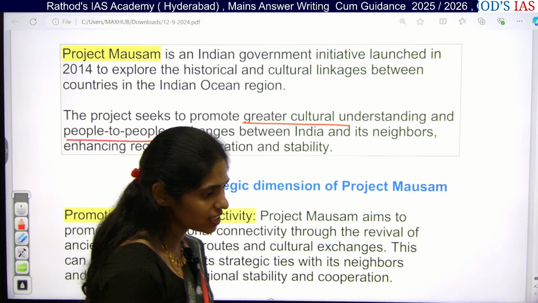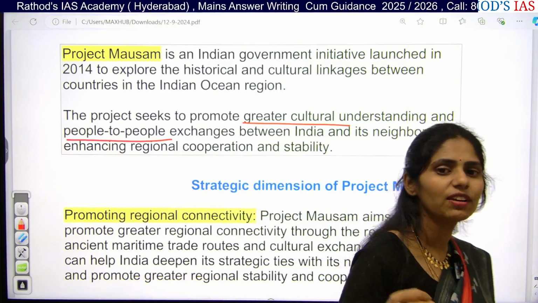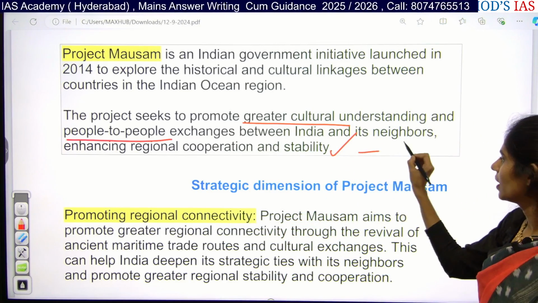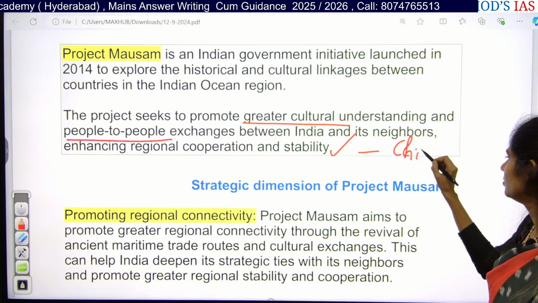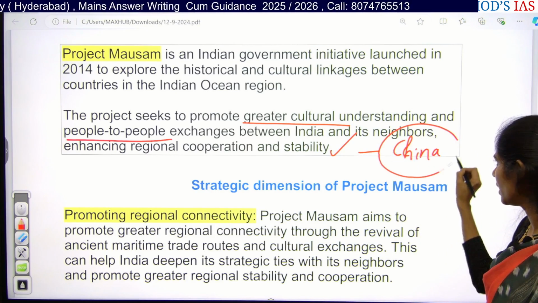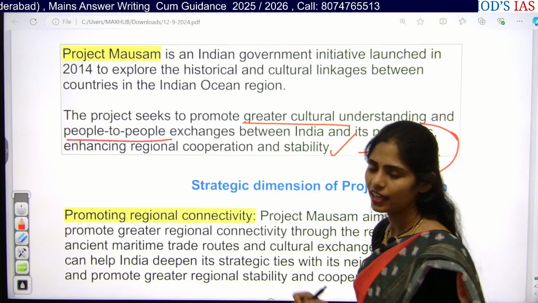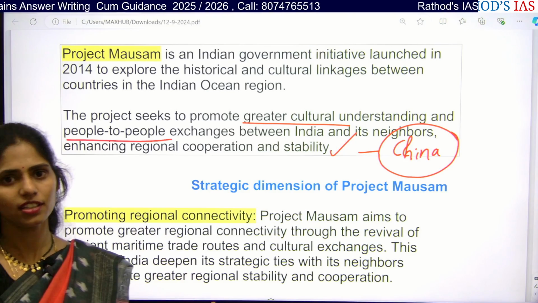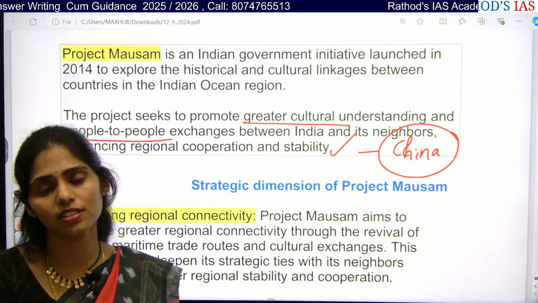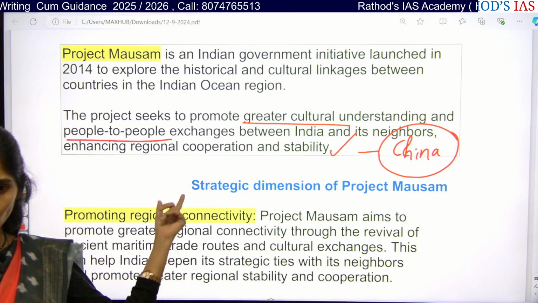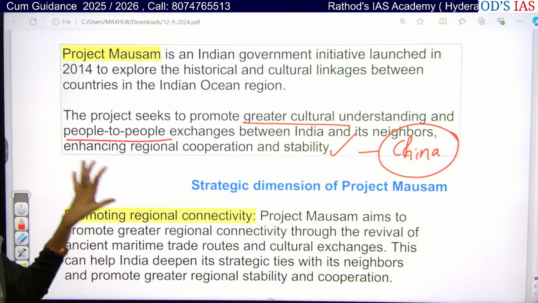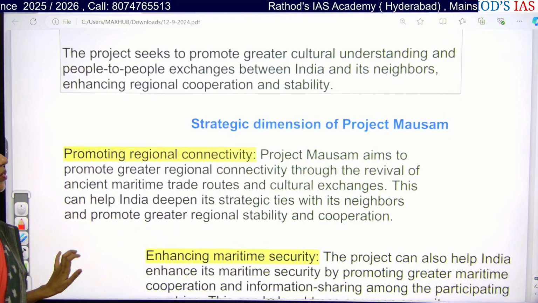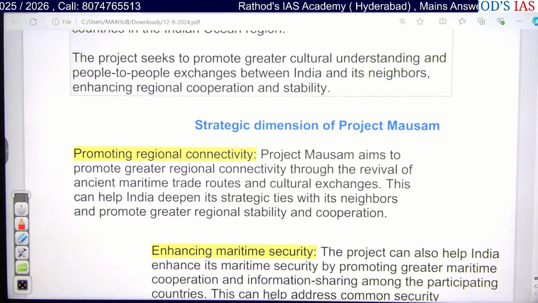If you are increasing cooperation with these countries and increasing our stability, what will be the advantage? We can counter China. What are the policies of China? Expansionary, aggressive policy and even string of pearls. And now it is increasing its investments and wants to increase its presence in Africa. So we can also counter that, right? Because of this, we are coming with this type of projects. So here you have to know the strategic advantages of this project Mausam.